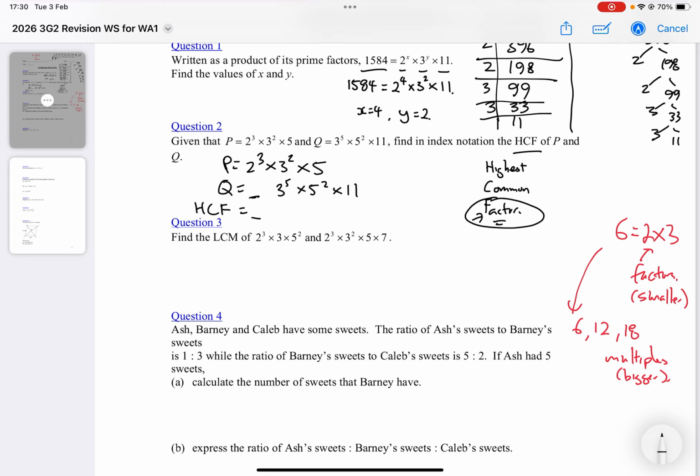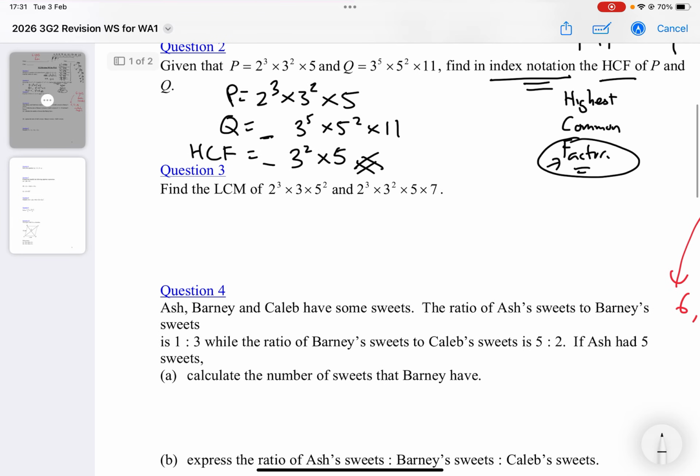Then between 3 squared and 3 to the power of 5, I choose the smaller one because of factor. So I choose 3 squared. Between 5 and 5 squared, I choose 5. Between don't have 11 and 11, I choose don't have. So the highest common factor is 3 squared times 5. Then in question 2, the question says find in index notation the highest common factor. So my highest common factor is now 3 squared times 5. This factorized form is called the index notation. Okay, then question 3, we compare to question 3. Question 3 asks us to find LCM.